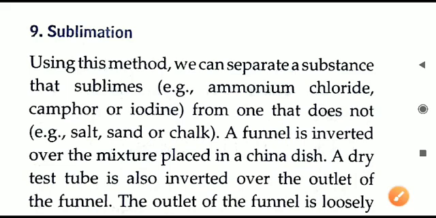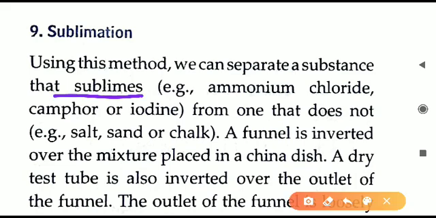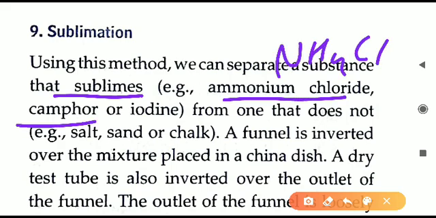So what are the sublimating substances? Let us see here. These are the substances which sublime or which undergo sublimation. First is ammonium chloride, that is NH4Cl. Second one is camphor, and third one is iodine. These are certain examples of the substances which undergo sublimation. So if any of these substances is present in a mixture, then we can separate the mixture using sublimation.